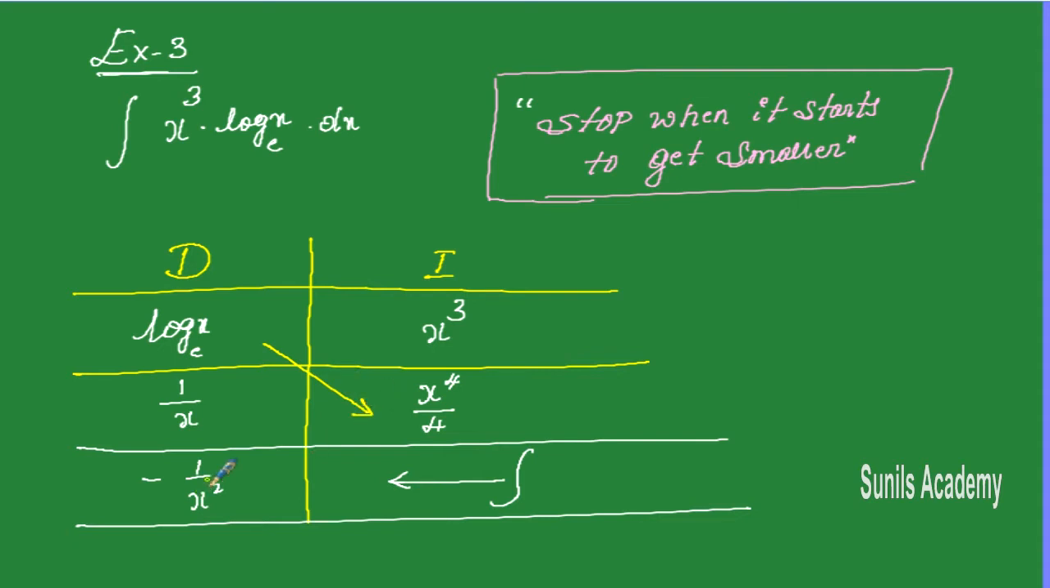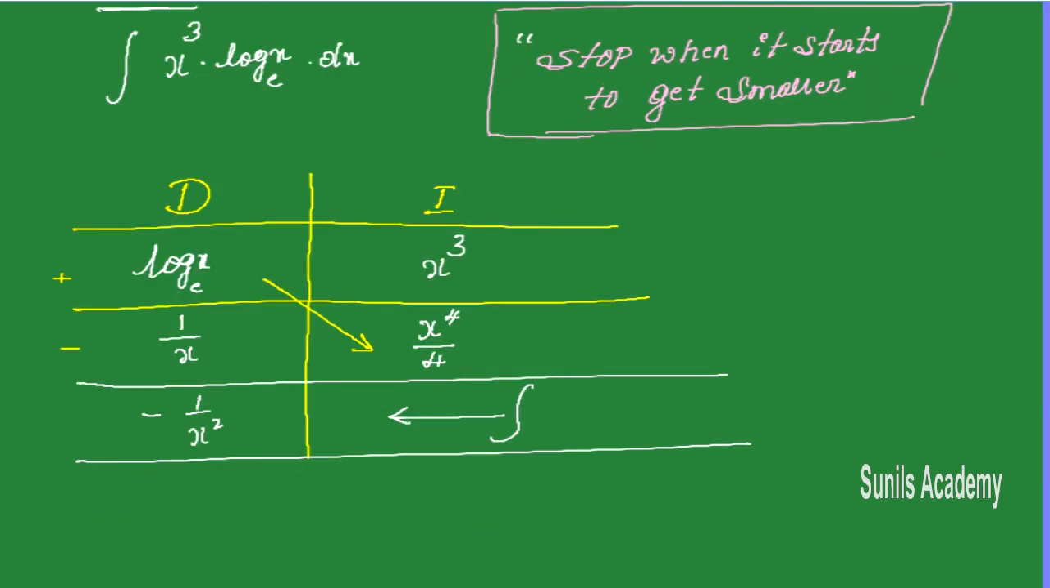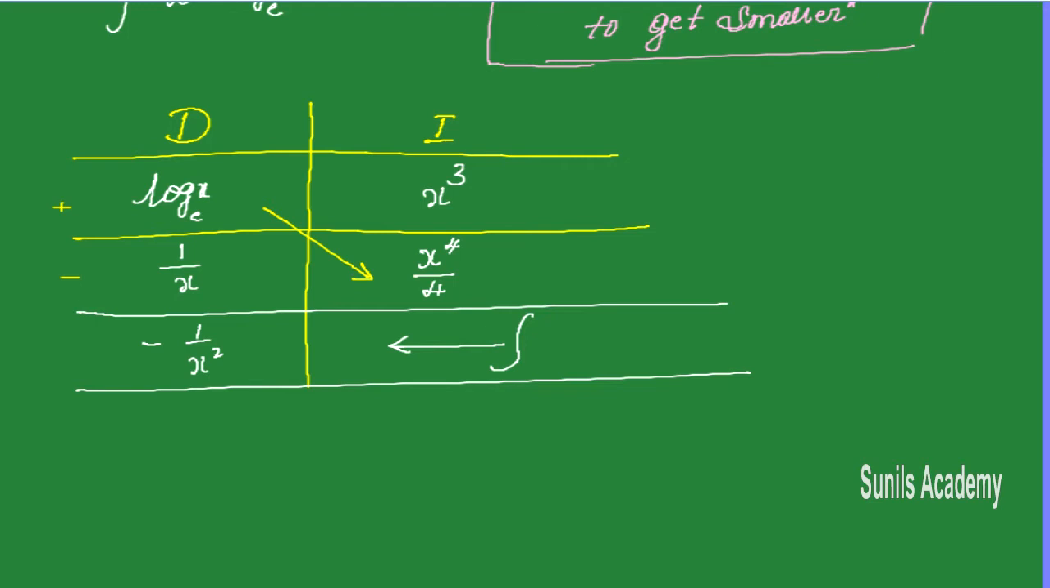Now we have to consider once again the sign: plus into minus is what? Minus only. So you never get the 0. Now what do we have to write? That is the integral we need: integral of x to the power of 3 into log x base c with respect to x.